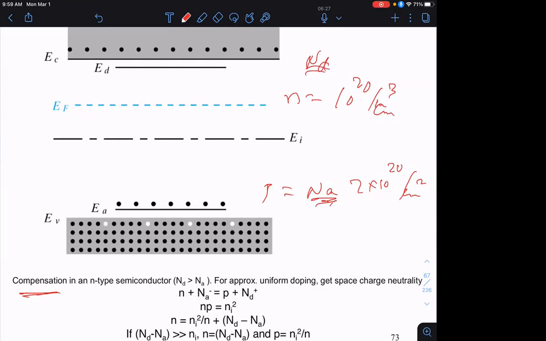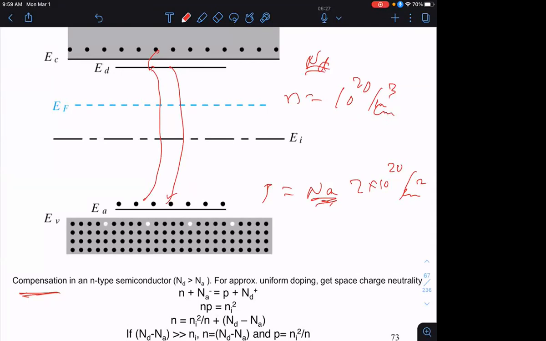And basically what will happen is these electrons that are created by the donors, normally they get excited into the conduction band, but they see that they have acceptors down below, and they can simply fall down into the acceptor states. And it's only the difference between the two that will show up. Well, I guess in this figure, I had more donors than acceptors.